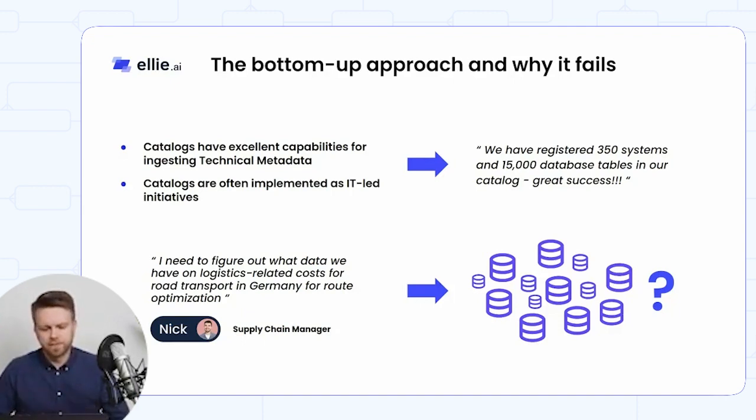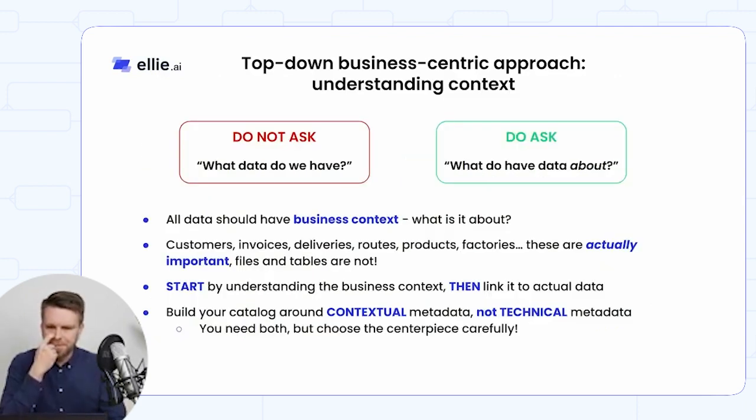So we see quite often that organizations that we talk with mention that, yes, we've had the data catalog initiative going on for 3 years and there's a million different things in there, but people are not really using it. And this is really the reason. The bottom-up approach fails to provide context to that technical metadata. Now, instead, and this is getting to the core of today's topic, we should be thinking top-down.